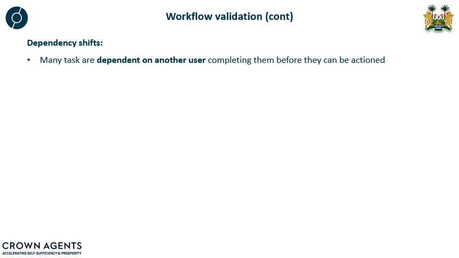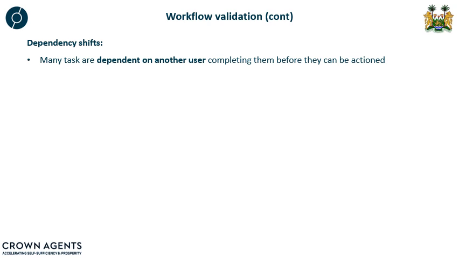Now, the dependency shifts are a slightly different change, whereas many of the tasks within the workflow will be dependent on another individual completing their task. So, for example, in the procurement process, the information has to be gathered and sent to IPAL for processing. If all the information is not identified and provided to IPAL, they can't process the procurement.